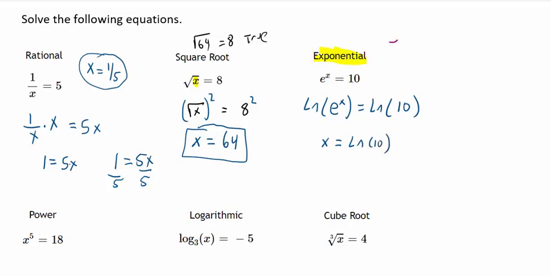If you were to check it, you'd get e to the natural log of 10, which is indeed 10. That's a true statement. Again, you've got a base e logarithm composed with a base e exponential. They're inverses and they cancel, leaving you with 10 on the left-hand side.